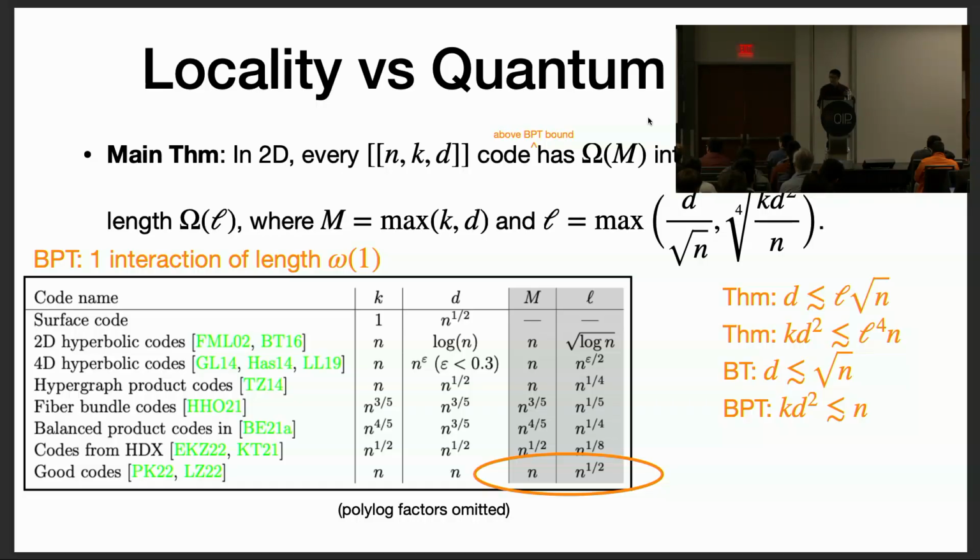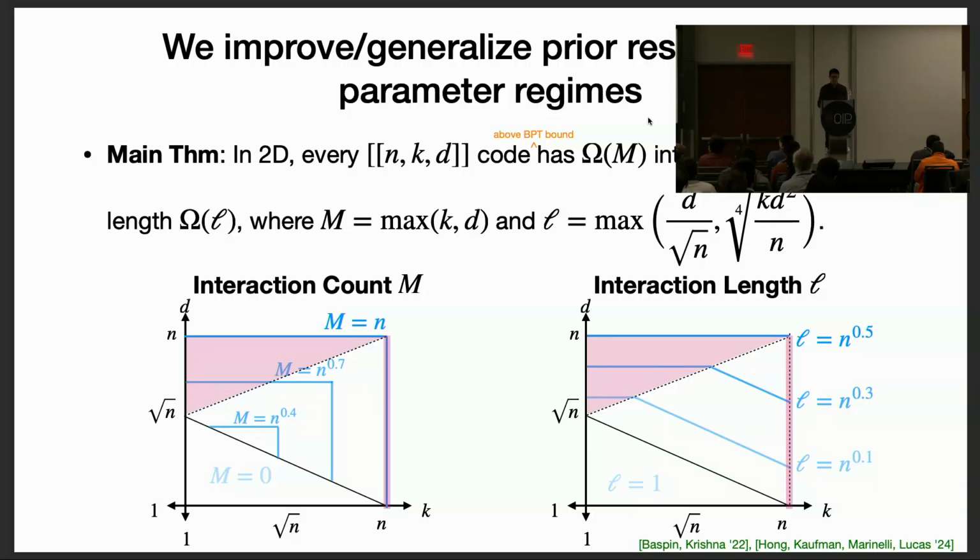Okay, so now I'll make a few more comments about our results. First, our results improve or generalize all prior results in all parameter regimes. I've drawn these plots to plot m and L to help you visualize what's going on. In these, I have d and k on the axes, and I've drawn contours for various values of m over here and L over here.